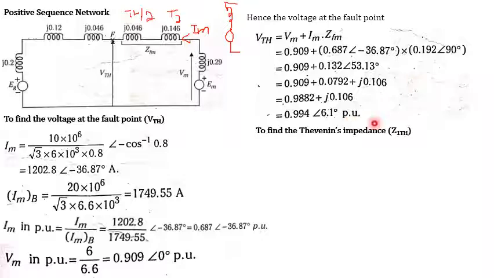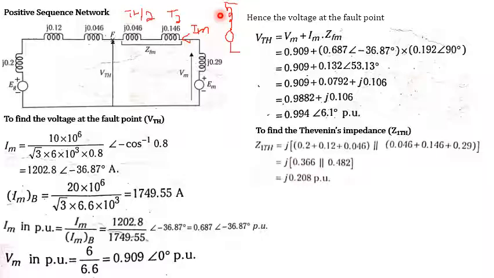We need to calculate the Z1 Thevenin's, because the expression is like this. Okay, what is the Z1 Thevenin's? Make the voltage source a short circuit.